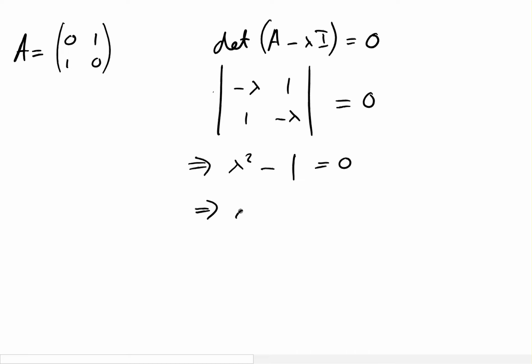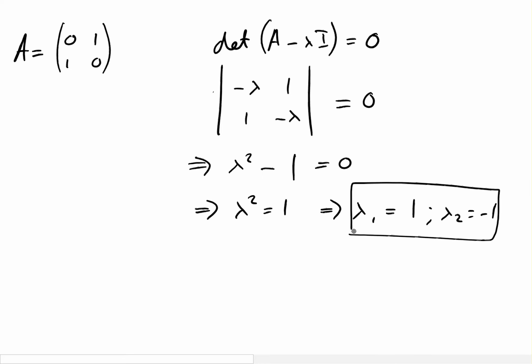That implies that lambda squared is equal to 1, which implies that lambda 1 is going to equal 1, and lambda 2 is going to be equal to minus 1. Remember that when we take the square root, we can have positive or negative of that root. So these are just our two eigenvalues now. We've got lambda 1 equals 1, and lambda 2 equals negative 1.